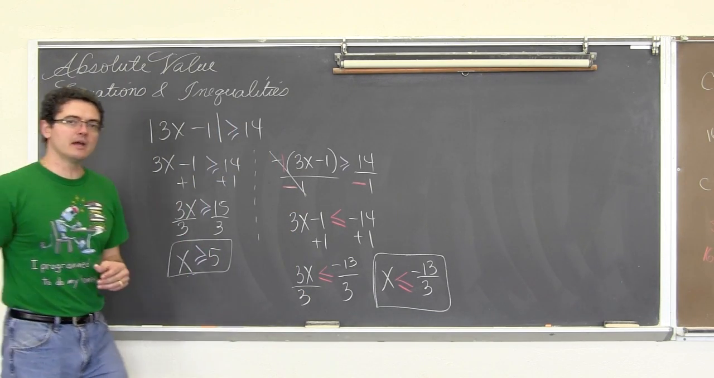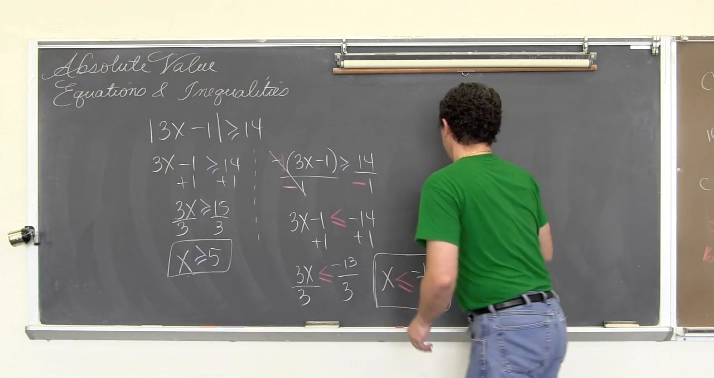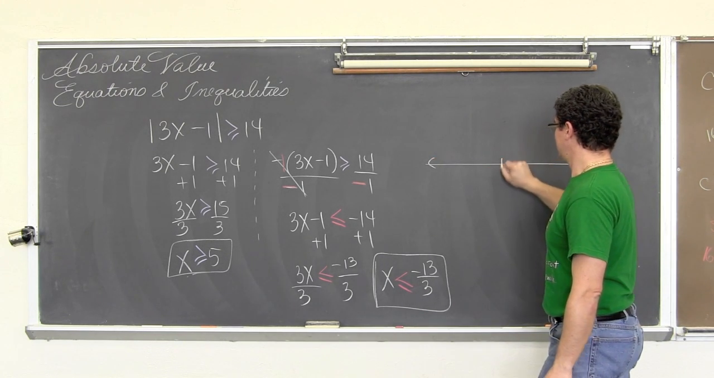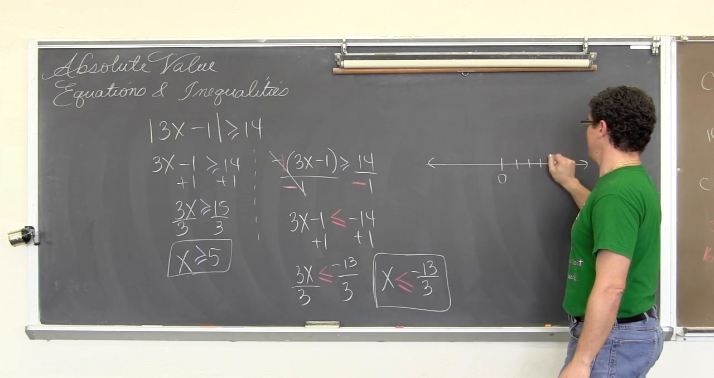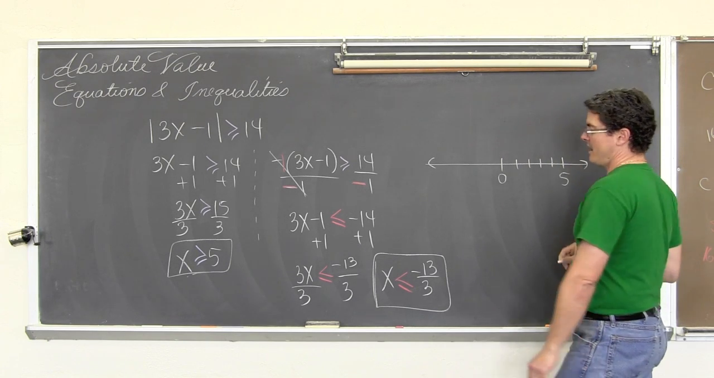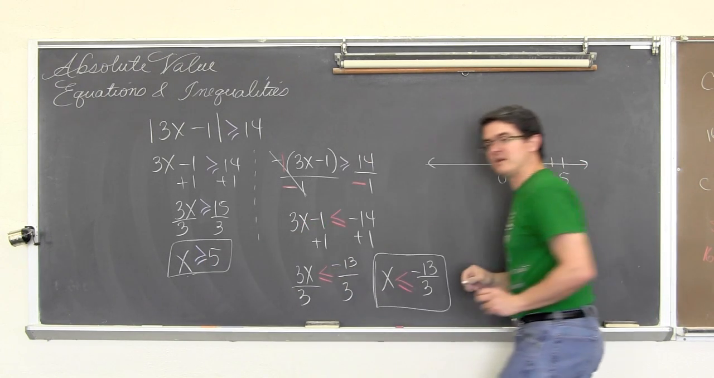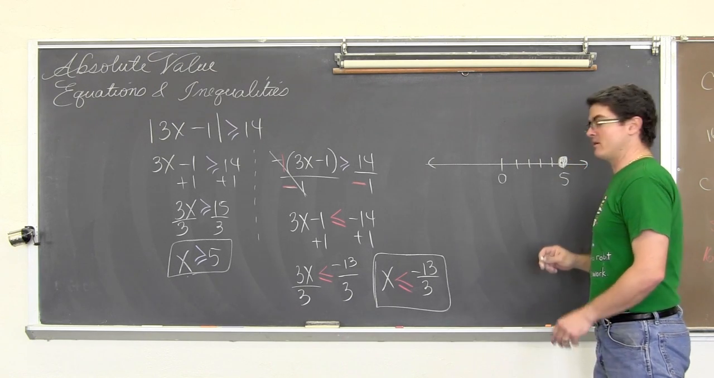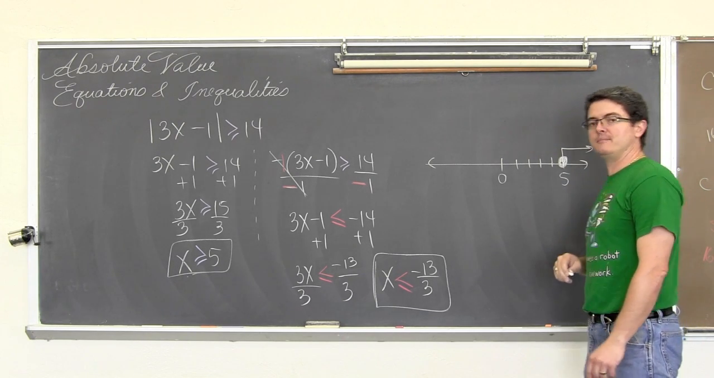And let's put that on a number line and move on to the next example. Here we have a number line. We have 0, 1, 2, 3, 4, 5. And we're going to have a closed dot on 5 because of the equal sign. And it's x is greater than or equal to 5, so we're going to shade to the right.